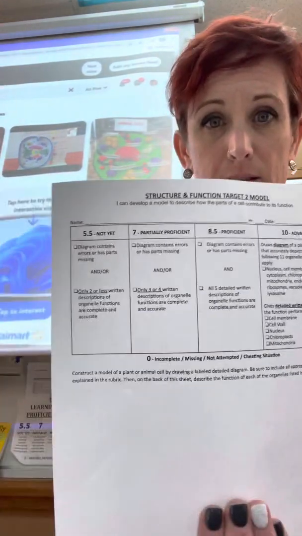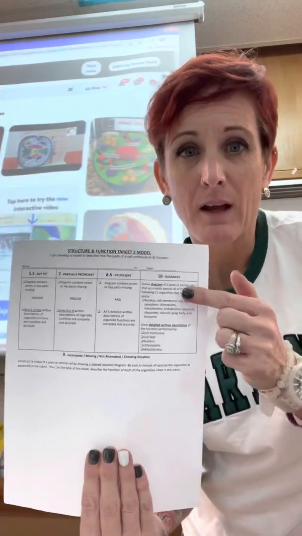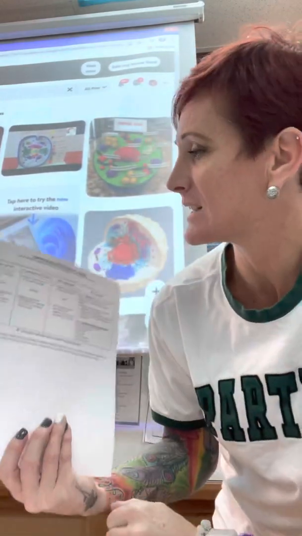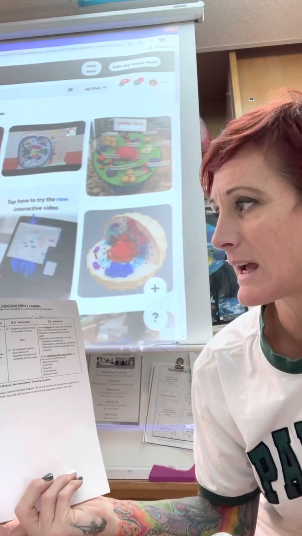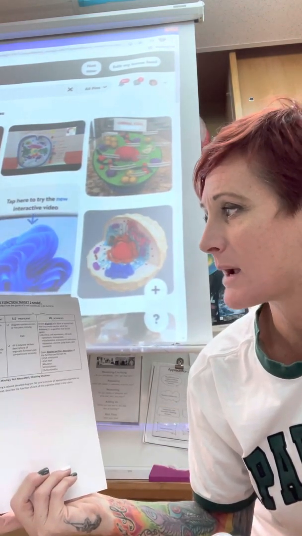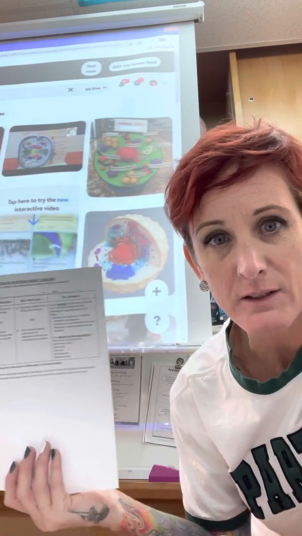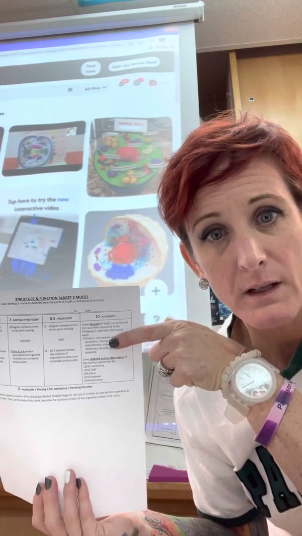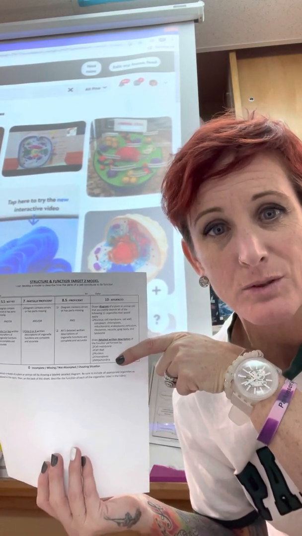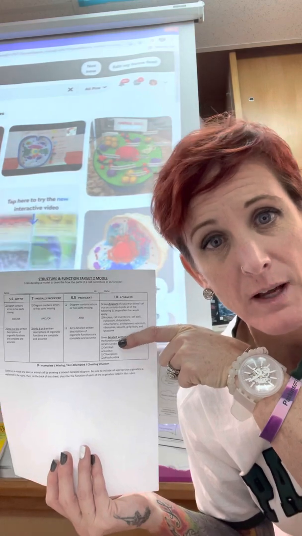Students got a piece of paper that looks like this. I know you probably can't see this very well, but this is target 2, for structure and function. We have a target that says, I can develop a model to describe how the parts of a cell contribute to the function. So kids need to be able to know different organelles, and then describe the function of particular organelles.